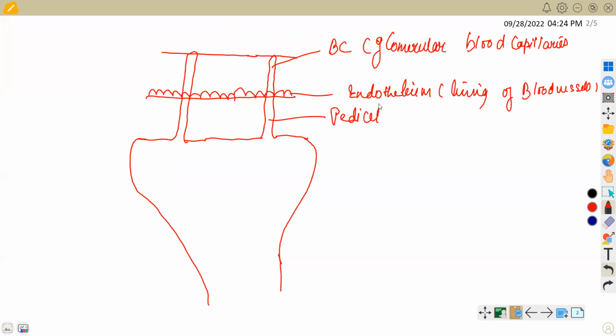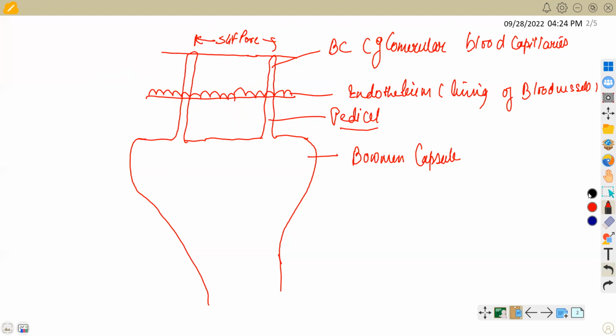The pedicel is an invagination of the Bowman capsule, going deep inside the blood capillaries. The distance between two pedicels, from here to here, is the slit pore. The slit pore is the thing through which blood is getting filtered.